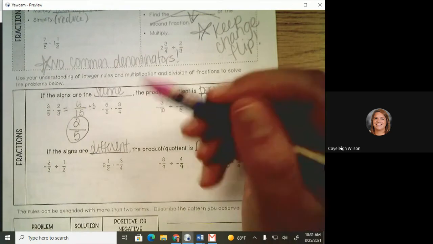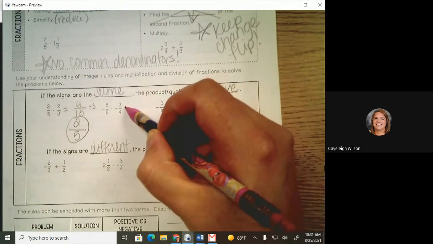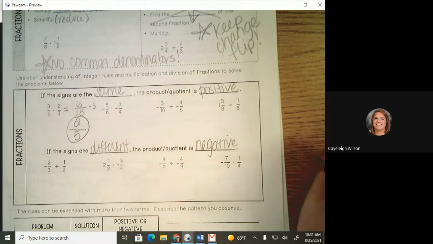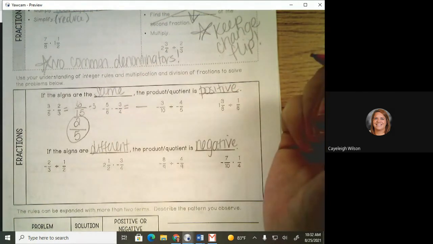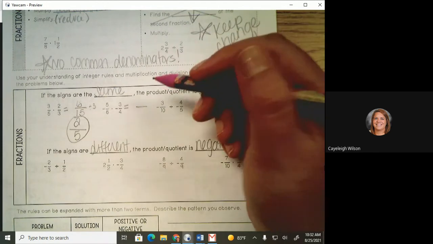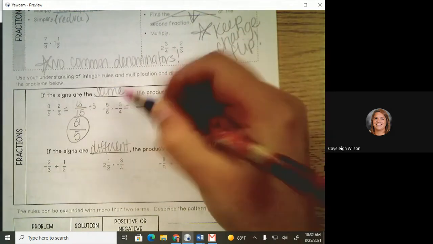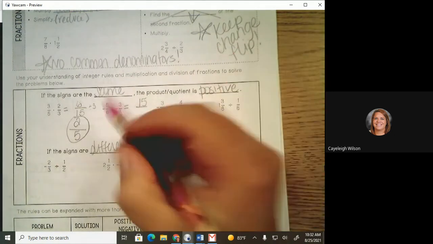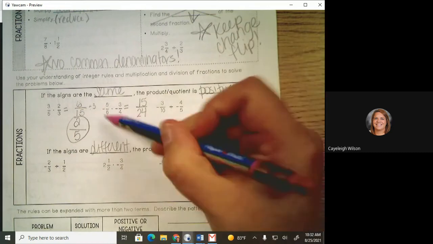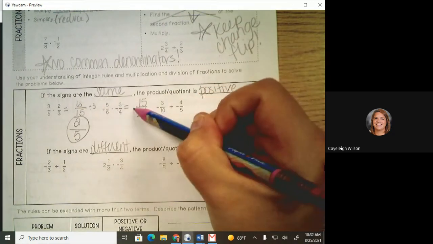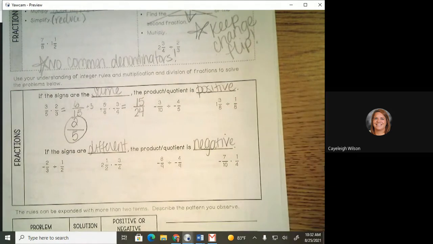All right, let me do another one. So this one, there's no mixed numbers going on. So I don't have to change anything to improper, which means I'm ready to just multiply straight across the top, straight across the bottom. Does somebody have a question? Okay, then. All right, so 5 times 3 is 15. 6 times 4 is 24. And a negative times a negative is a positive. So it's positive 15 24ths.